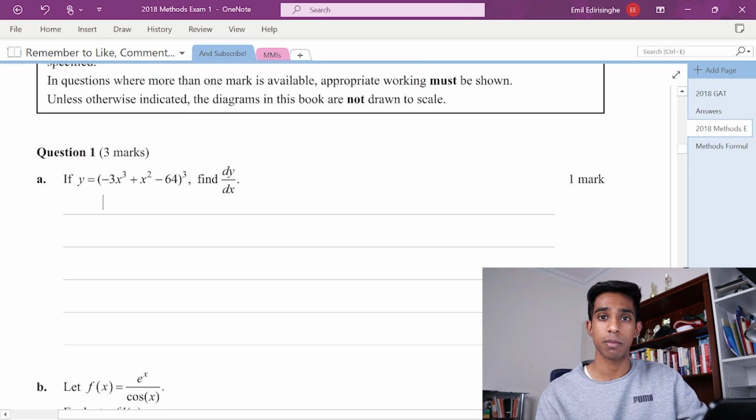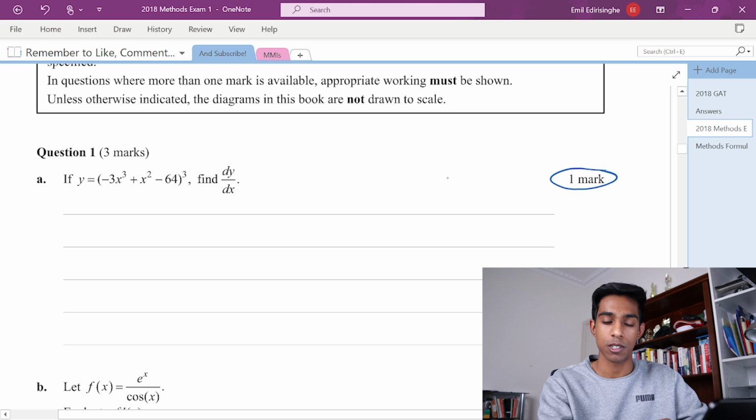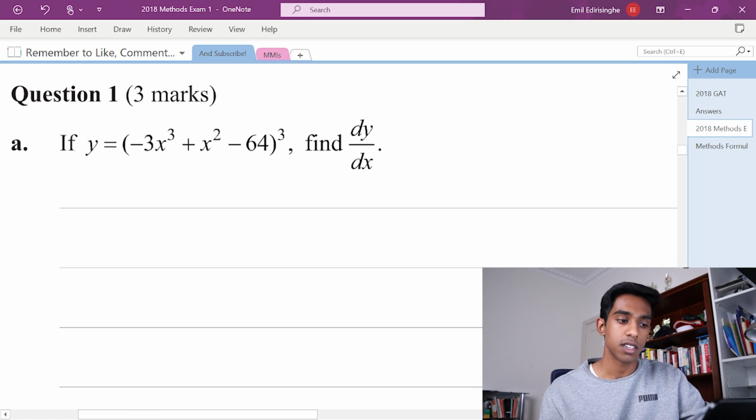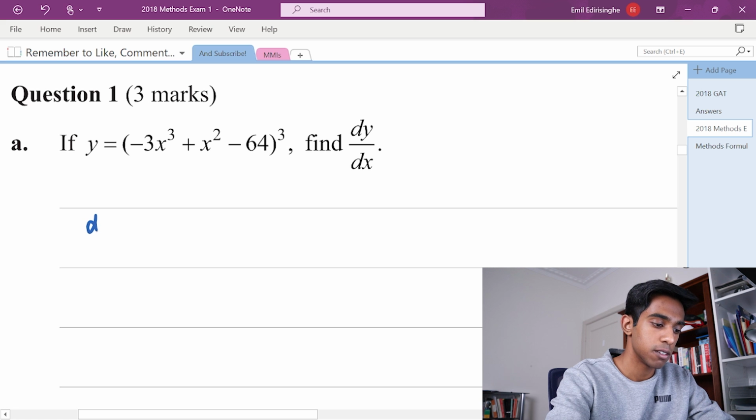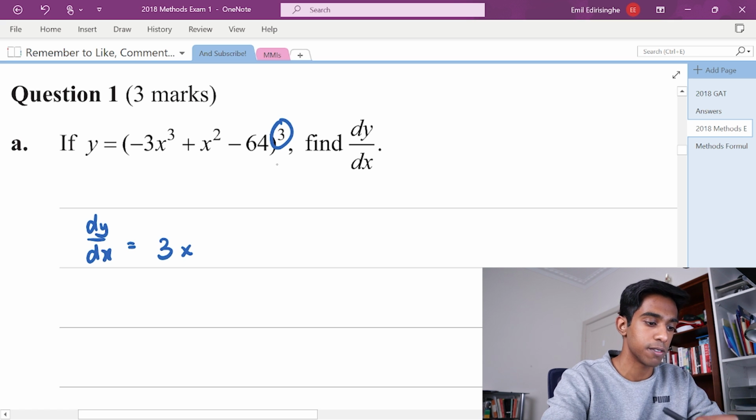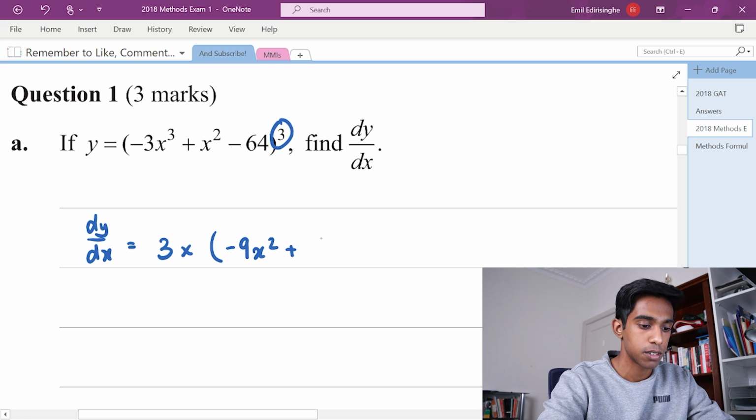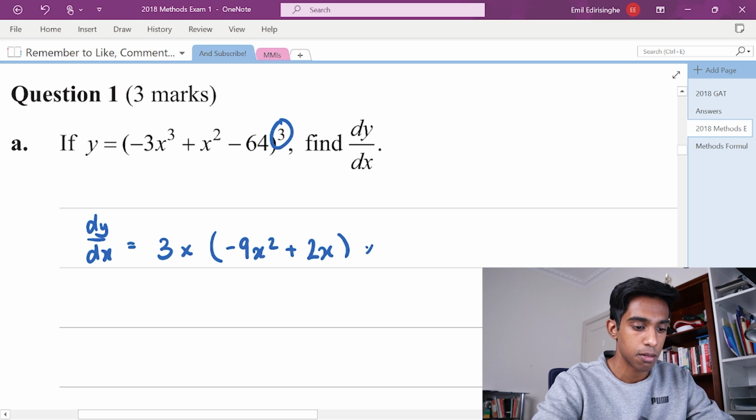So this first question is basically your classic derivative question. You almost always get this as the first question on your methods paper, and it's also 1 mark, which means that I don't need to write much working for this question. So this one, I'm going to be using the chain rule. So I've got my derivative dy/dx, then I've got the 3 here, so 3 times the derivative of the inside, which is going to be 9x squared, 2x, and then multiplied by the whole thing.